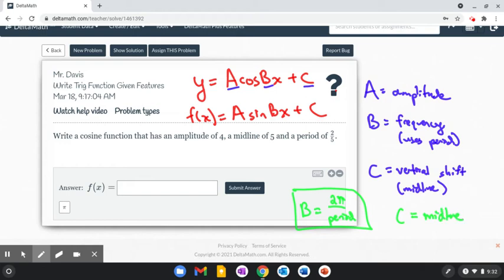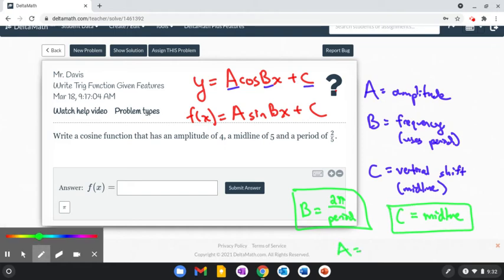If the midline is positive 5, then we're going to do plus 5. If the midline is negative 2, it's going to be minus 2. And then a is just the amplitude. It's pretty easy. So really the only one you have to think a lot about is the b, which you're going to use the period. Again, it's called the frequency. We're going to do 2 pi divided by the period.